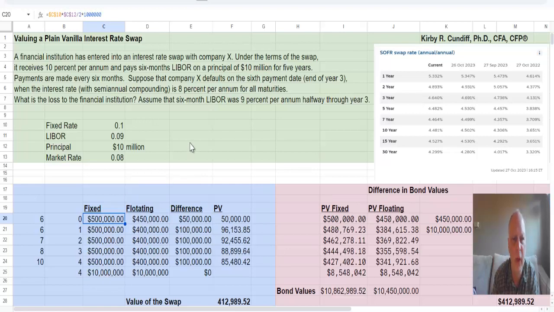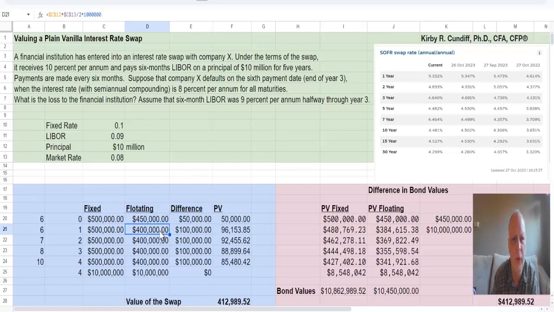On the floating rate side, the floating rate that was just defaulted on would be the LIBOR 6 months ago, or 9%, times the principal divided by 2 times a million, or $450,000. So the payment defaulted on is the difference between these two, $50,000. It's being defaulted on immediately, so its present value is $50,000.